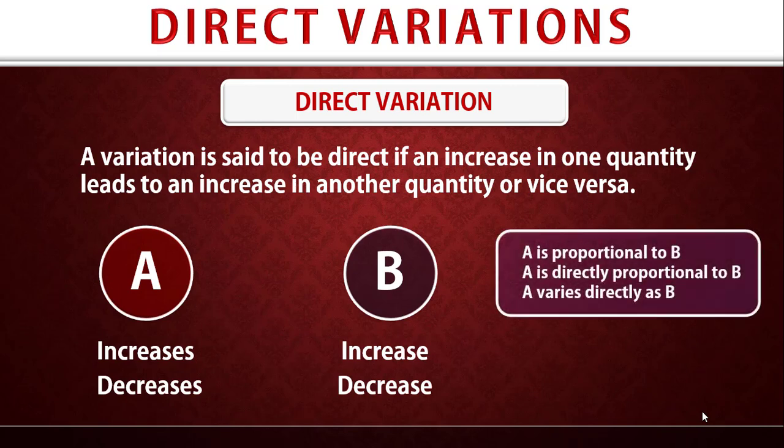They might say A is proportional to B, or A is directly proportional to B, or A varies directly as B. I want you to take note of "is proportional to," "is directly proportional to," "varies directly as." When you see those phrases, you know that it's talking about direct variation.